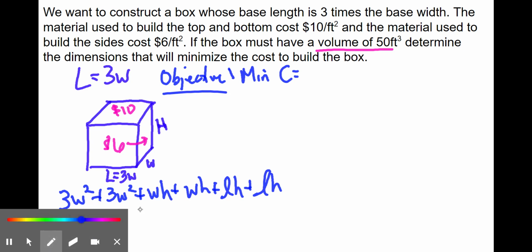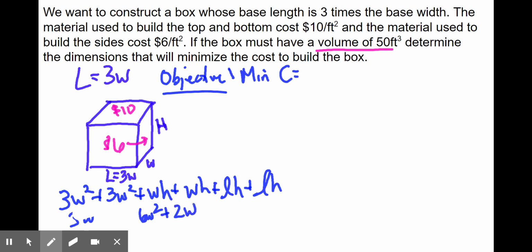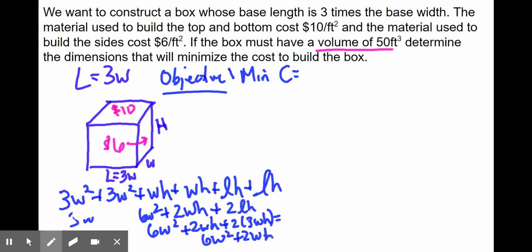All right, so we have 6W squared plus 2WH plus 2LH, but L is 3W. So we have 6W squared plus 2WH plus 2 times 3WH. So that's going to be 6W squared plus 2WH plus 6WH.